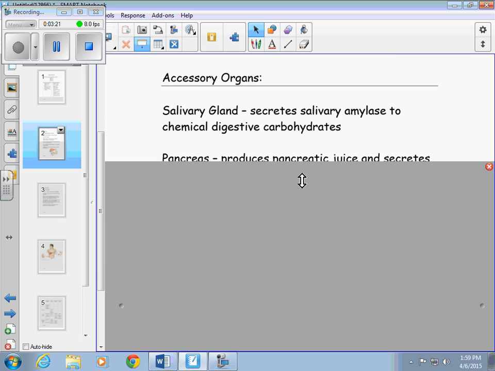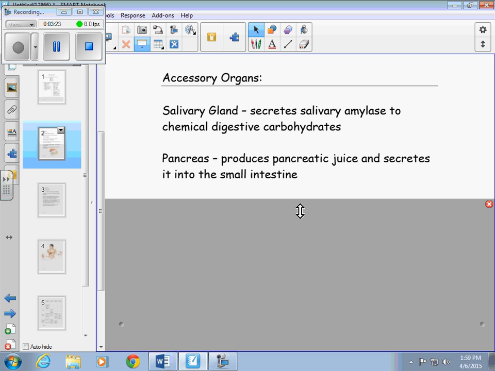The pancreas is another accessory organ that produces something called pancreatic juice. It's going to secrete this substance into the small intestine. Pancreas is also part of the endocrine system, and we'll talk about that later, so it does have a dual purpose.